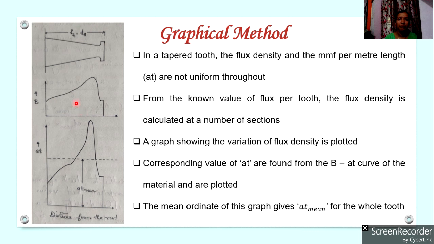And from that curve we will calculate the value of AT, mmf per unit length, corresponding to different points, and we'll plot that. Then find the mean value of the ordinate. This will give the mean value of mmf per unit length for the entire tooth.